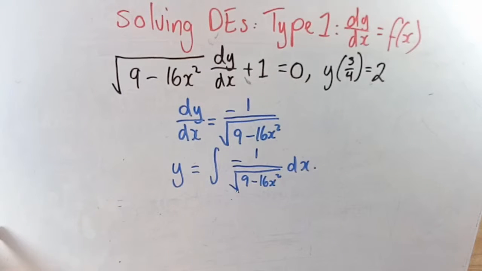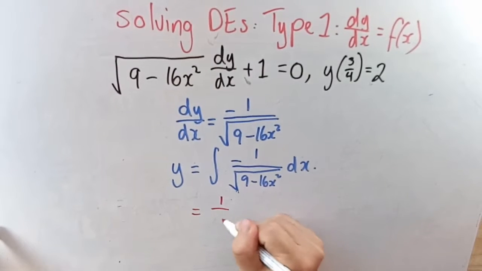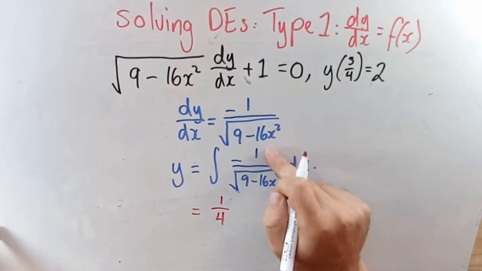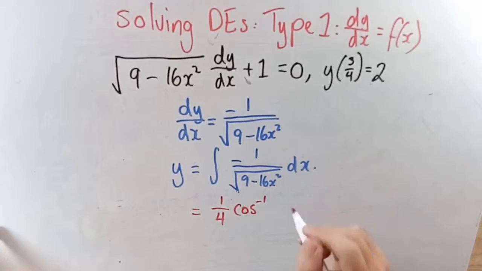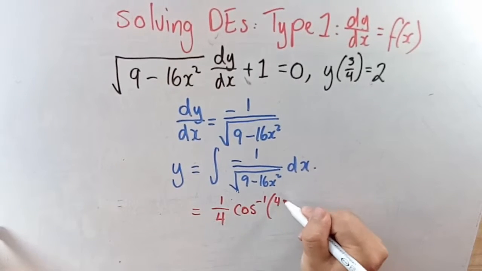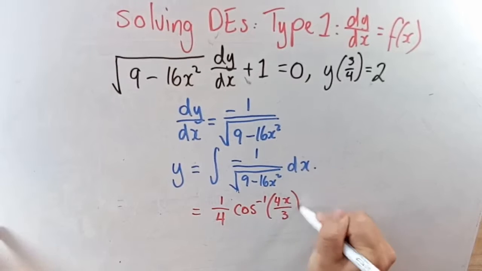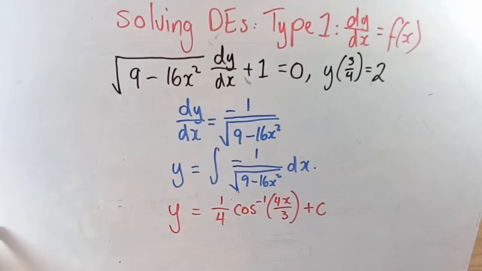So we know that y is going to be the antiderivative of 1 over the square root of 9 minus 16x squared dx. So what's that antiderivative? Well, it kind of looks like inverse cos. So it's going to be 1/4, because we need a 4 on top there, so 1/4 of inverse cos of 4x on 3 plus c. So that's our y.